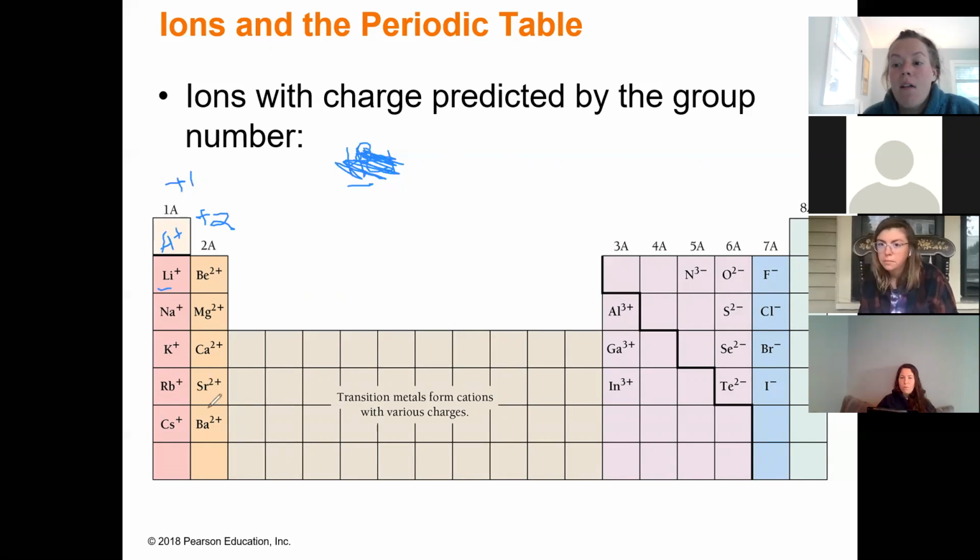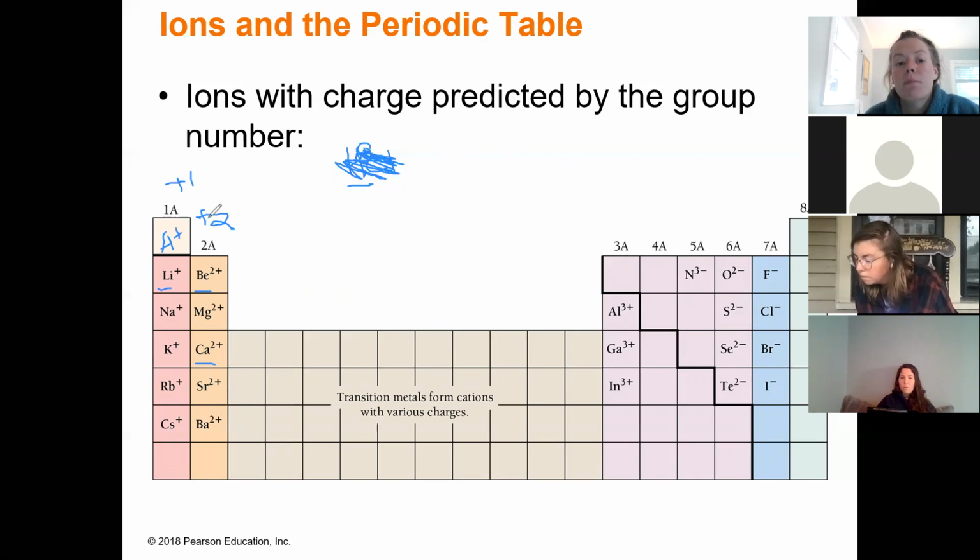Because everything in column 2 likes to give up 2 electrons. Why? Because if I'm at, let's say, beryllium, and I give up 2 electrons, I'm going to hop back like lithium and then back like helium. If I'm calcium, I'm going to hop back like potassium, and then back like argon. So everything's sort of trying to become like a noble gas. That's why those have predictable charges.